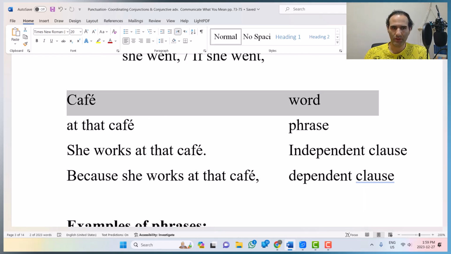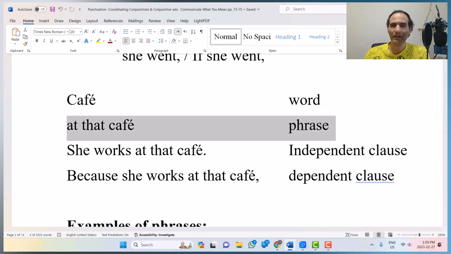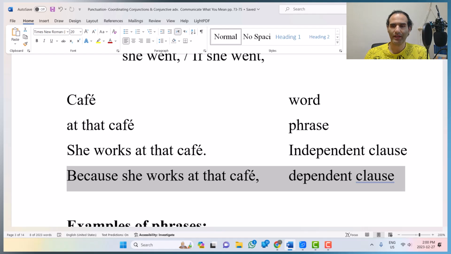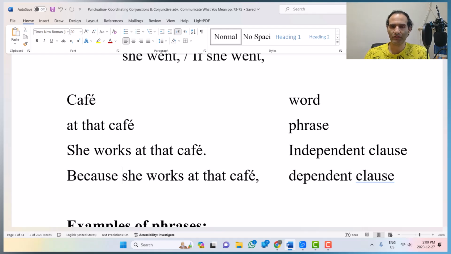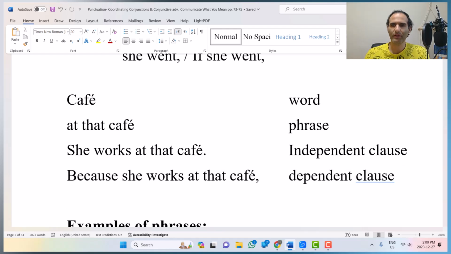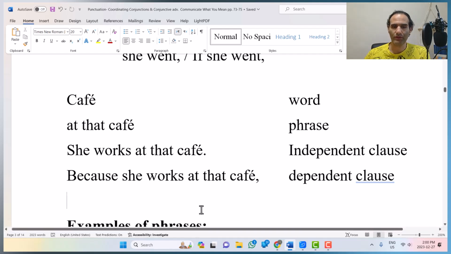Cafe is one word, but at that cafe is a phrase. She works at that cafe is an independent clause, but because she works at that cafe is a dependent clause. It's got a subject, it's got a verb, but meaning-wise it is dependent on something else. I suggest you have a screenshot of this part and use it in your toolkit. Very beautiful and useful for you.